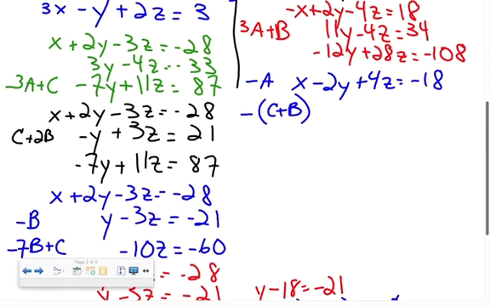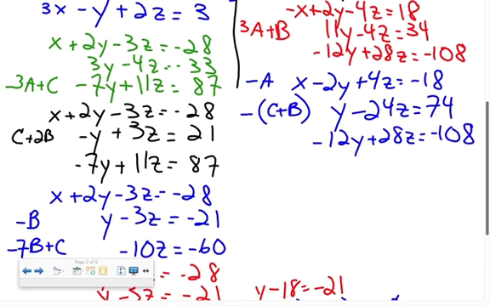If I add those two equations together, I get negative y. But since I'm taking the opposite of that, I get just y. For my z's, when I add those two together, I get 24z. I'm going to change the sign so that it's minus 24z. And then I'm going to add the negative 108 to positive 34. That is negative 74, and I'm going to change the sign so that it's positive 74. And I'll leave my last equation alone: negative 12y plus 28z equals negative 108.